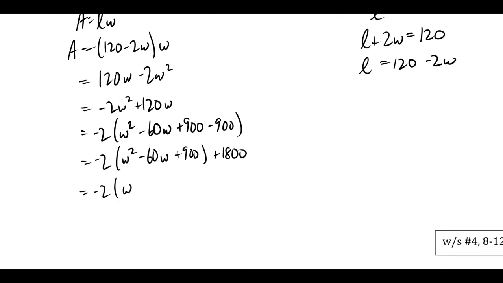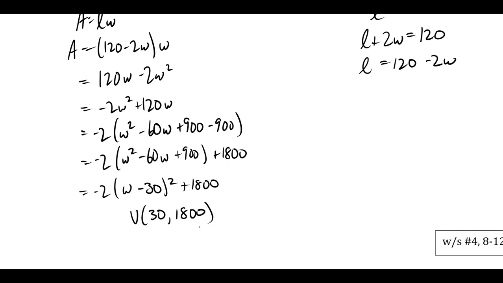And you'll notice when you're asked for a maximum, that you end up with this negative out front, and this is a parabola that opens downwards, so it has a maximum. And if you're looking for a minimum, you'll notice that the leading coefficient will be positive, and so the parabola opens upwards, and it will have a minimum value. Okay, and so this is negative 2 times w minus 30 all squared plus 1800. And so again, my vertex is 30 and 1800.